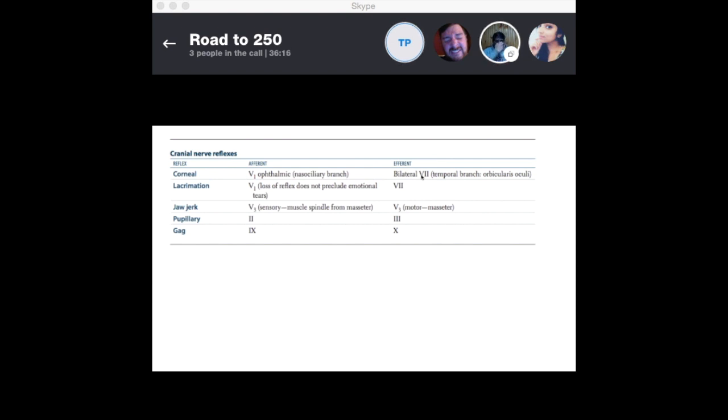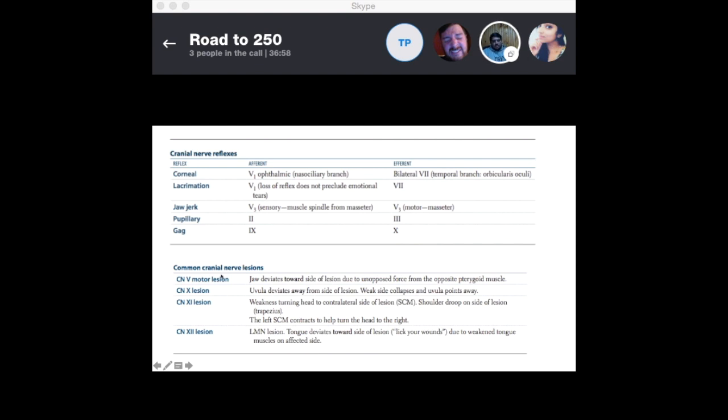So, real fast, cranial reflexes, as we've talked about: you have your corneal reflex through the V1, and that has an efferent effect on the bilateral facial nerve, the temporal branch. This is where the tears will come. Lacrimation, obviously, again through the V1 and facial nerve. You can do a jaw jerk, which is basically V3 sensory and V3 motor, which is the masseter muscle. Pupillary, as we've talked about, is the light reflex with cranial nerve 2, what brings it in, and 3, what causes the constriction. And gag reflex with 9 and 10.